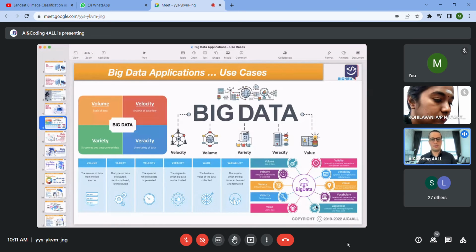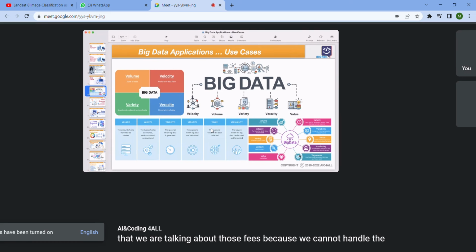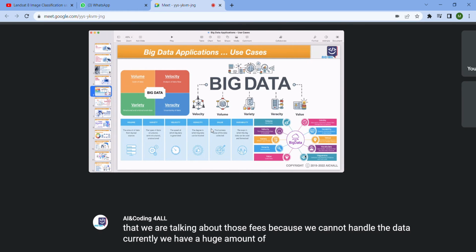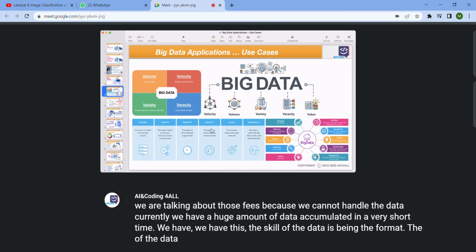All right. Then variety, which is about the variety in terms of structured and unstructured data, and also in terms of formats. If you look at only our devices, you will see that we have videos, photos, PDFs, Microsoft Word, and many other formats. So what are those V's about? We talk about those V's because we cannot handle the data currently. We have a huge amount of data accumulated in a very short time. The scale of the data is big, the format of the data is big.